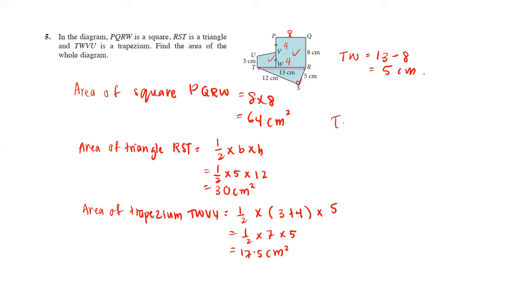We can find the total area, which will be 64 cm square plus 30 cm square plus 17.5 cm square. And that will give us the total area.